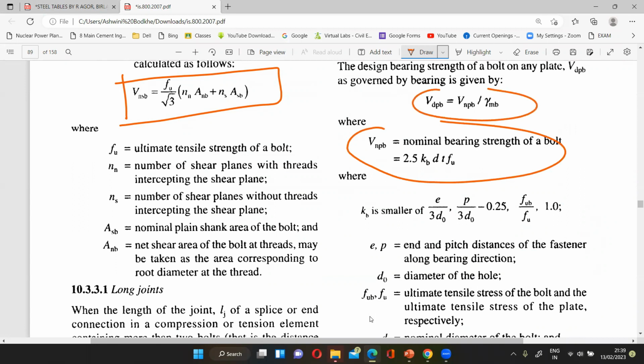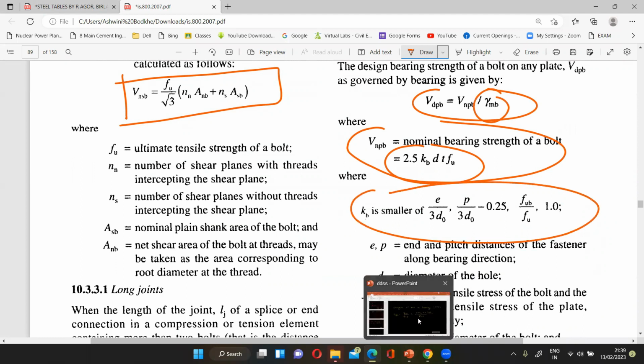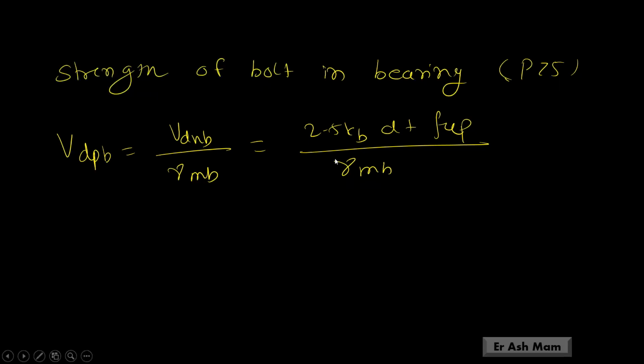VDPB is VNPB upon gamma MB, where VNPB is 2.5 kb d t Fu and gamma MB is 1.25. kb is the smallest of these four values, so we can calculate it. kb we can calculate with the help of four formulas. Let's find kb first.